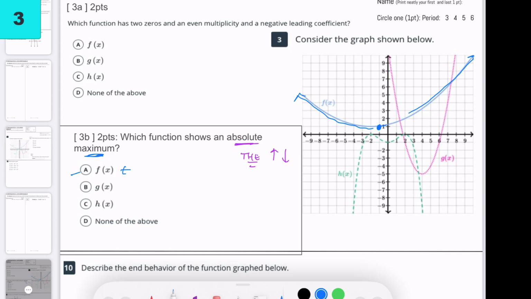That's absolute minimum there. G of x, this pink one here, again, same thing. This would be an absolute minimum. So not that one. Let's take a look at h of x. Okay, h of x here, right? It's saying that these points, those are the absolute highest points. So that would be the correct answer. C is the correct answer, has the absolute maximum.